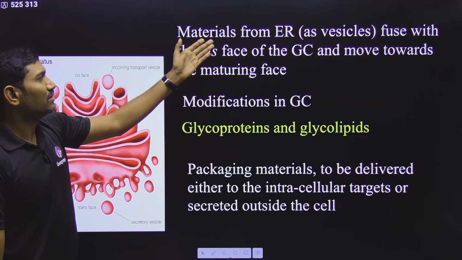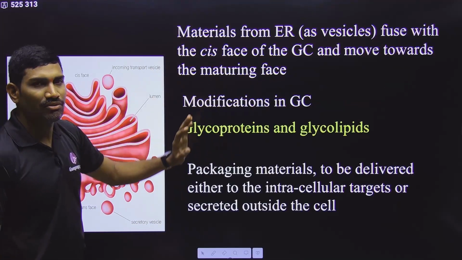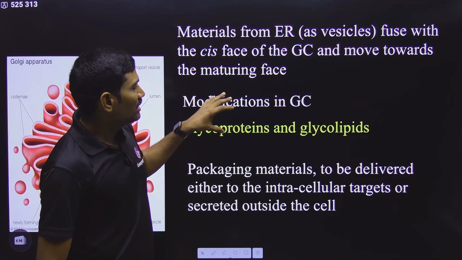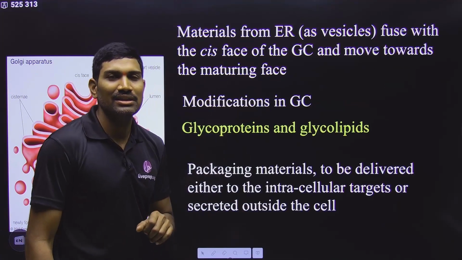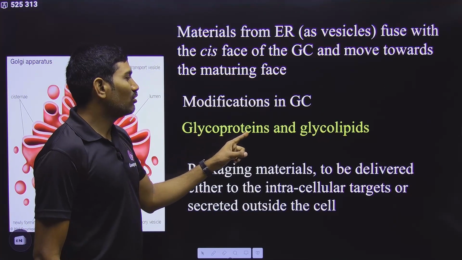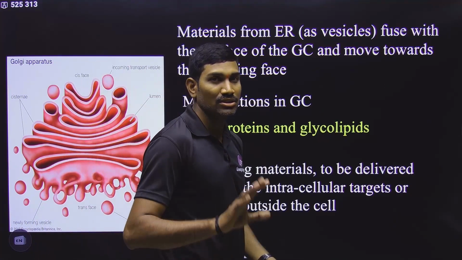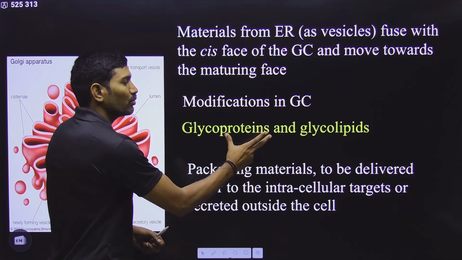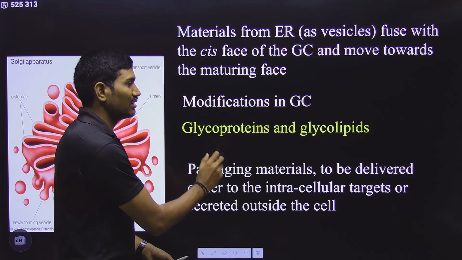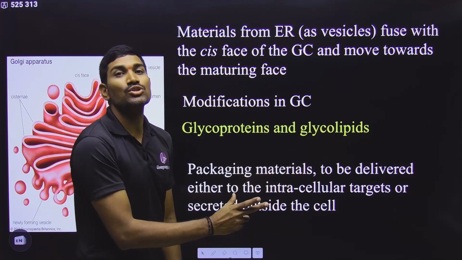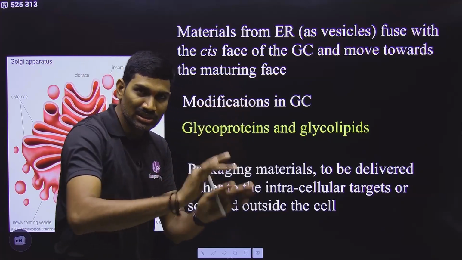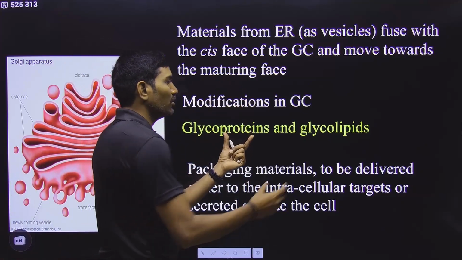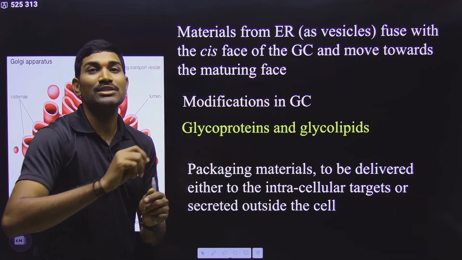Clear? Next one. In this way, we have studied the movement of all these things. And what are the important modifications that we talk about in the Golgi complex? Glycoproteins, glycolipids, all these things. Now you need to understand one point. Proteins from the rough ER and lipids from the smooth ER are coming to the GC. So these proteins and lipids are coming from the endoplasmic reticulum.